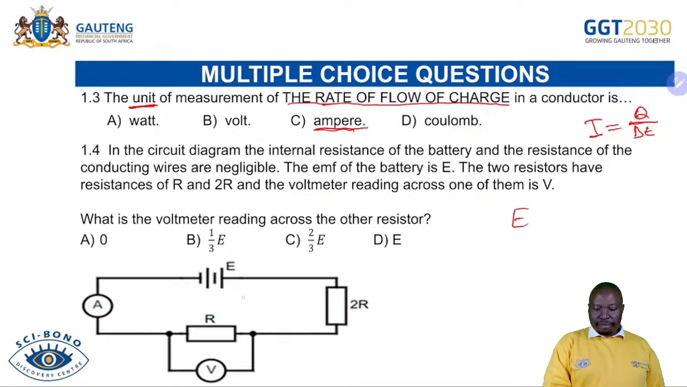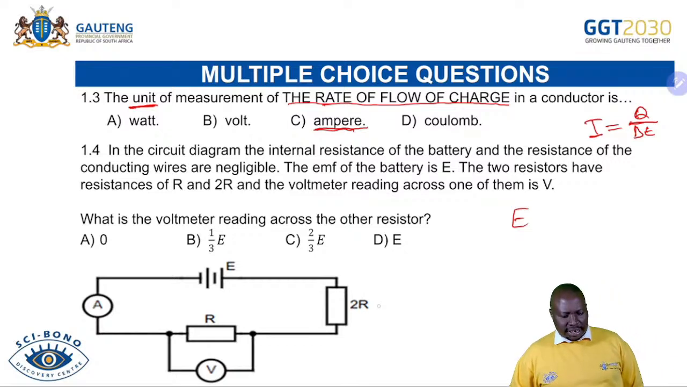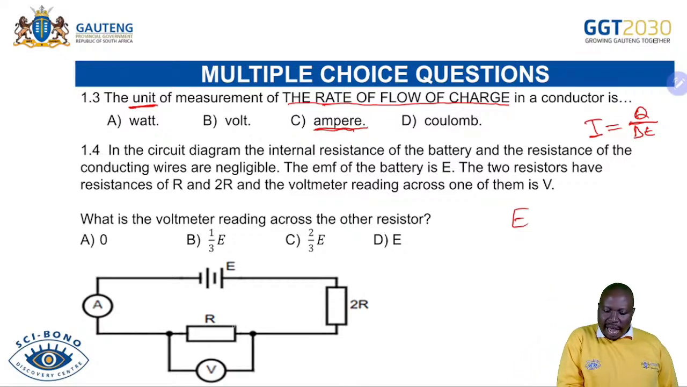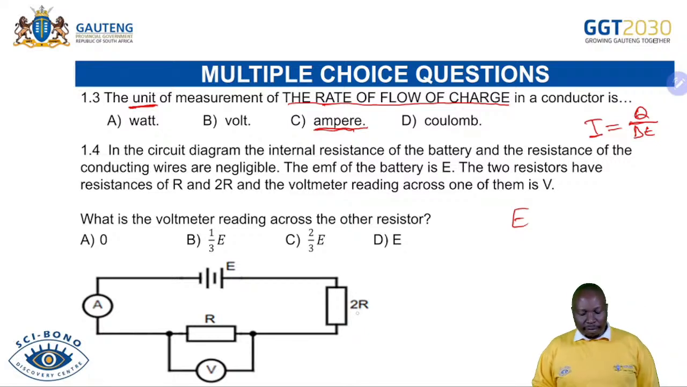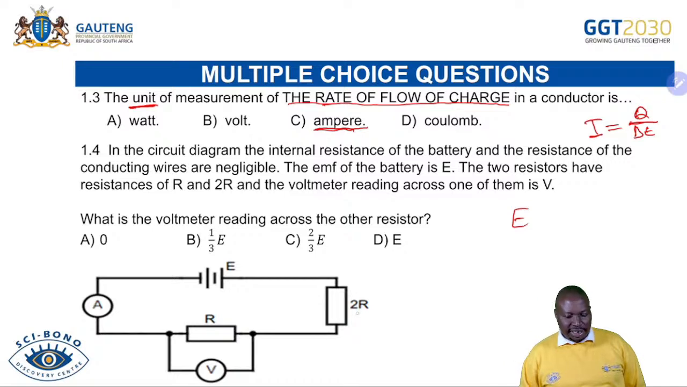So which means the E must be divided into 2. How do we know how much we're going to divide? We're going to divide based on the amount of resistance. You can see this is R. This is 2R, which means whatever this is, it is 2 times that one. I think we are together in terms of that one.